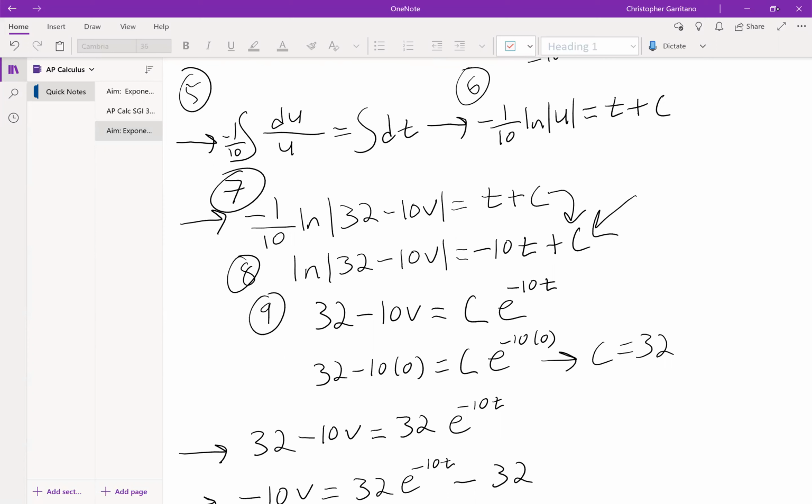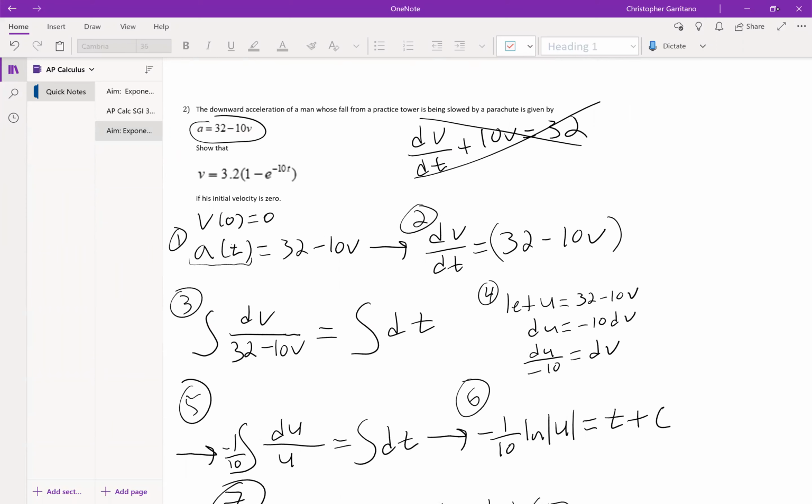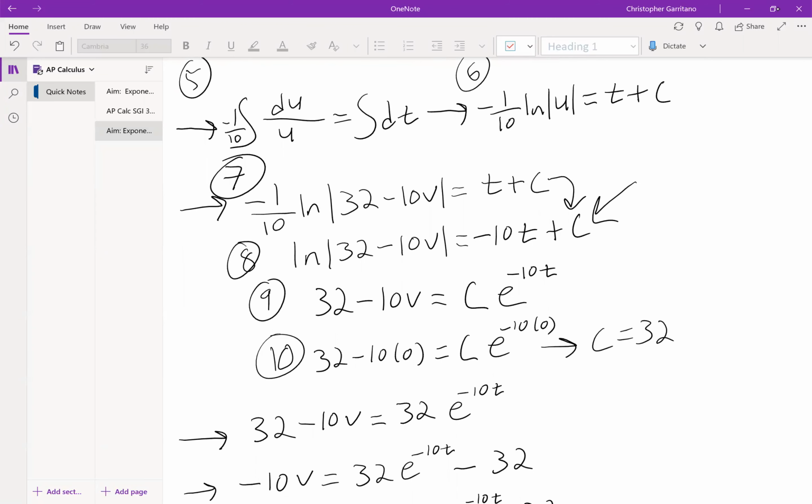Actually, at this point, I'm just going to go ahead and use my initial condition. And remember, that initial condition was that velocity is 0 at time 0. So I plug in the initial condition, and this tells me that c is equal to 32.